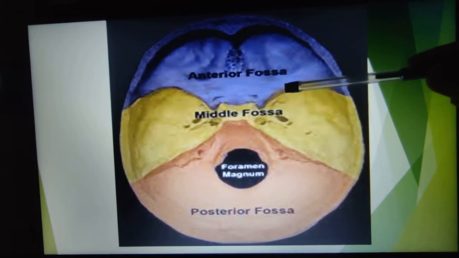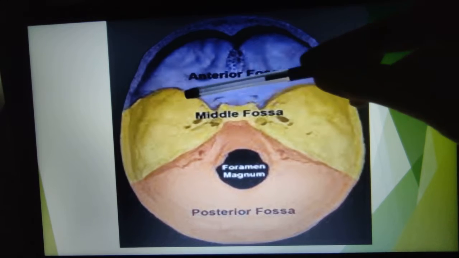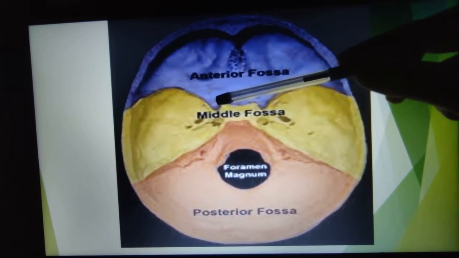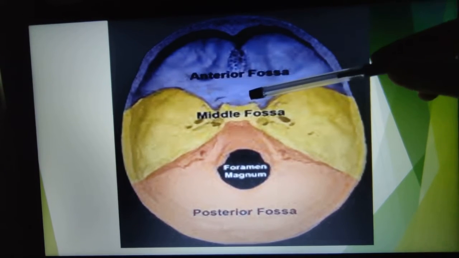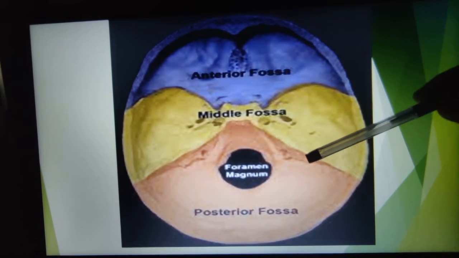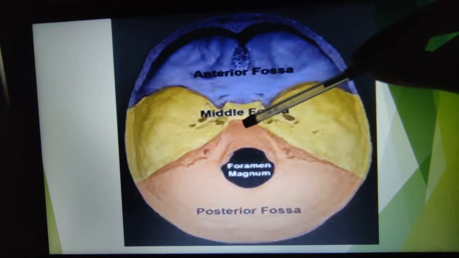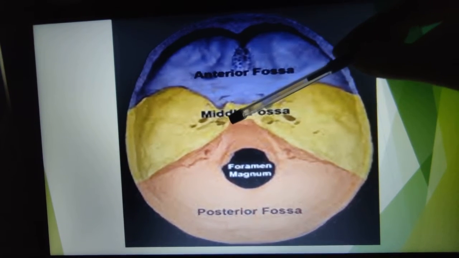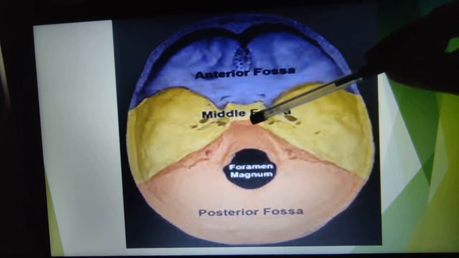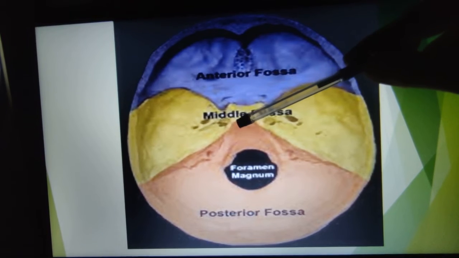Anteriorly, it is bounded by the posterior border of the lesser wing of the sphenoid on each side. Medially, anterior clinoid process and sulcus chiasmatis. Posteriorly, we can see the superior border of the petrous part of the temporal bone. Then we can see the dorsum sellae. In the dorsum sellae, we can see two angular projections, which are known as posterior clinoid process.